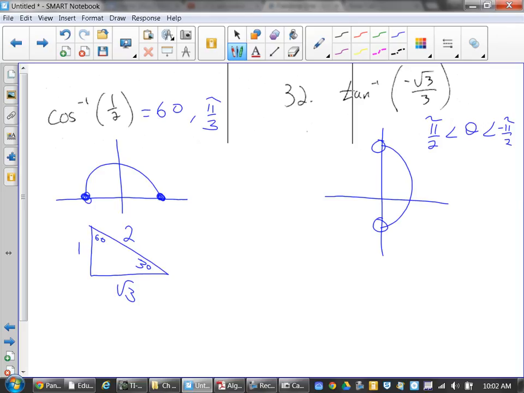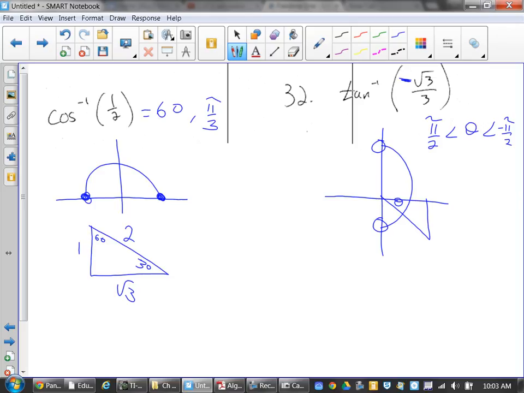When I'm looking at tangent, to get a root 3 over 3, we'll come back to the negative value in a second. Which triangle gives me root 3s? 30, 60, 90. Now, by it being negative, tangent's negative in the fourth quadrant. So if this is my theta value, that means my y value is negative. Are we okay with that?